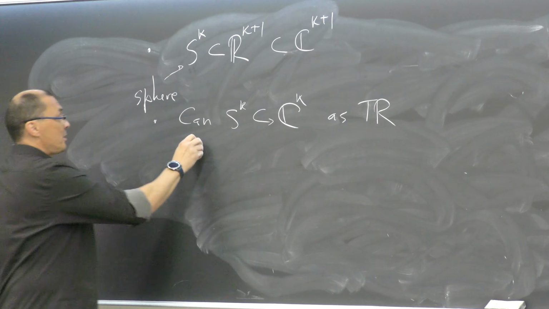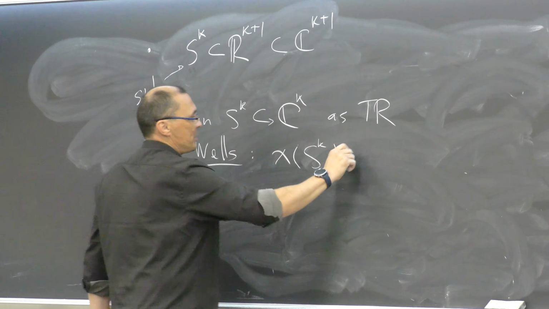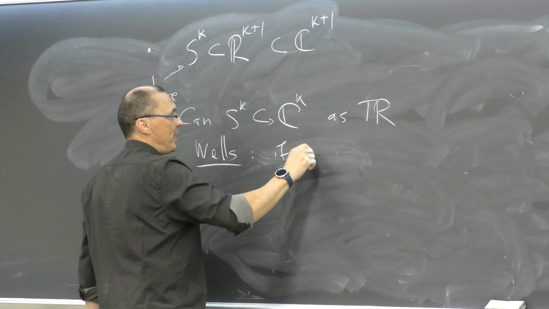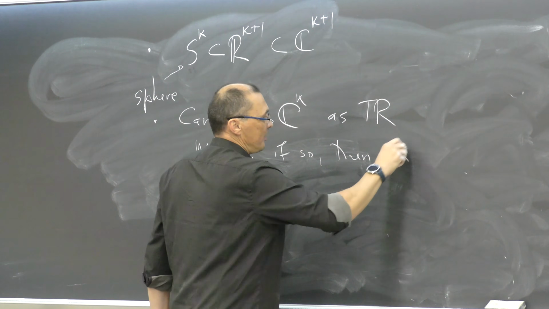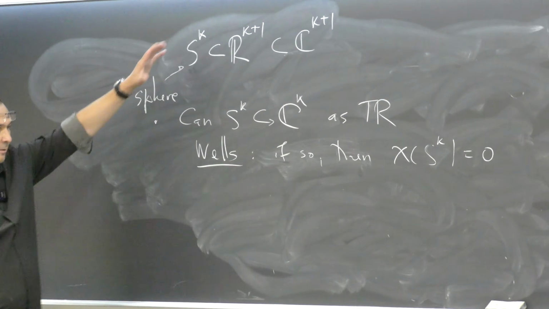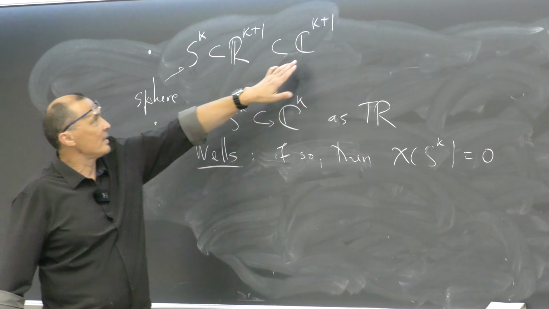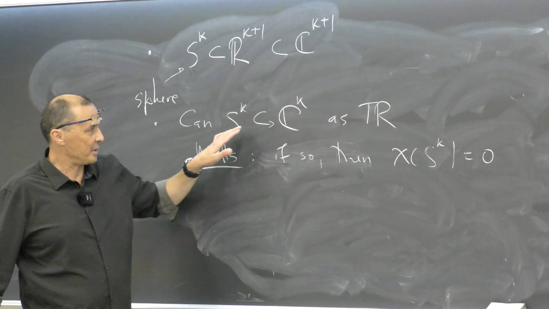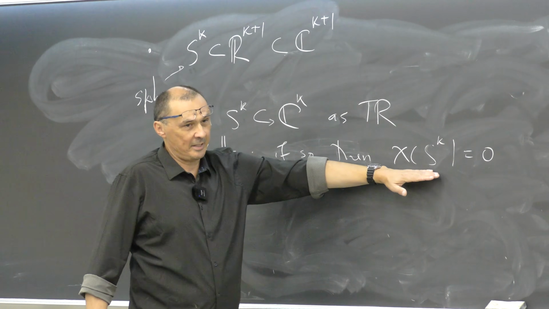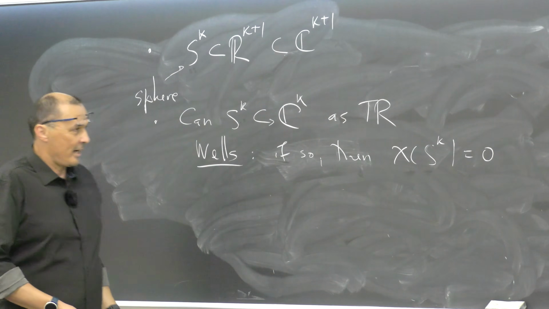Well, there is a general result by Wells, which says that the Euler number of Sk has to be 0. That's true for any closed manifold. If it admits a totally real embedding into Ck of the same complex dimension, then its Euler number has to be 0. So that eliminates all spheres of even dimension. So you only have a possibility for spheres of odd dimension.